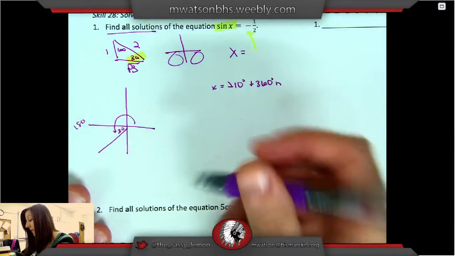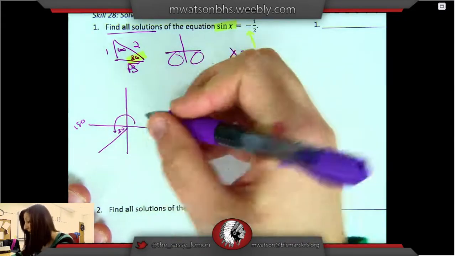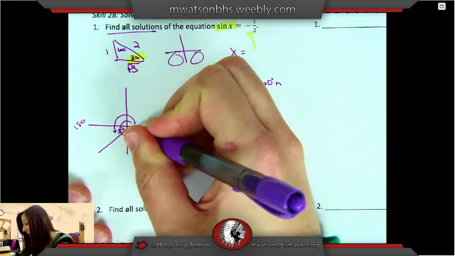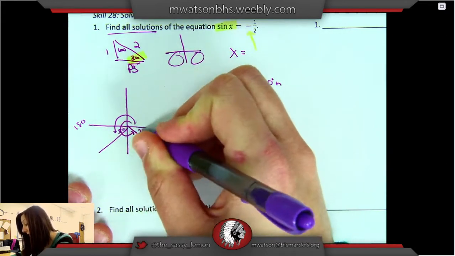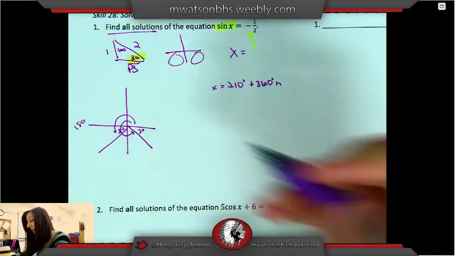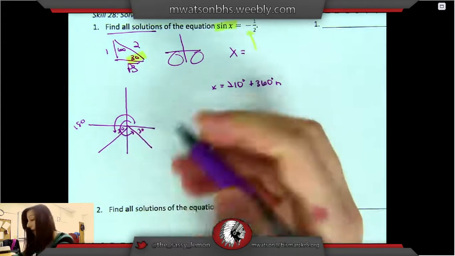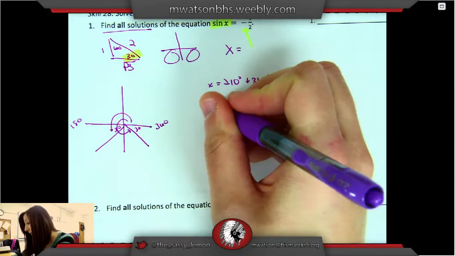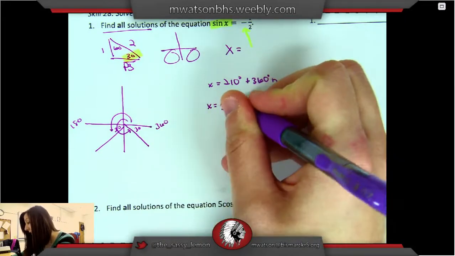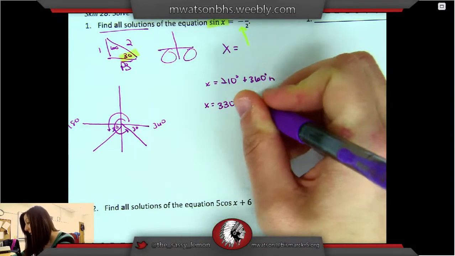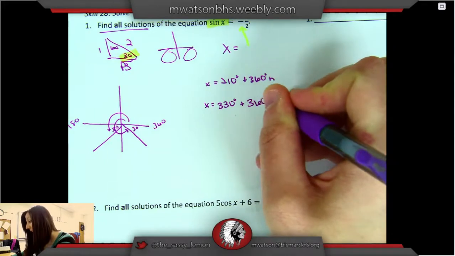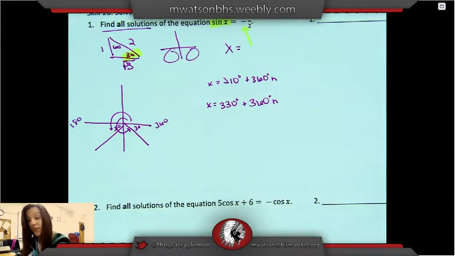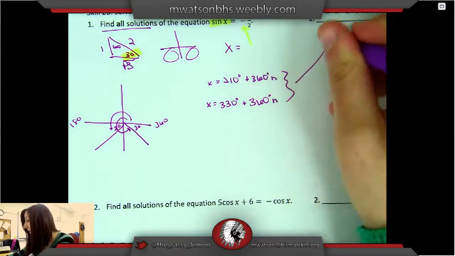But we also have to think about the fourth quadrant. So I'm going to draw another angle with a reference angle of 30 degrees. And to figure out how big this angle is, I need to do 360 minus 30, and that will give me my other answer of 330 degrees. To account for all possible solutions, I add 360 in. And then both of these answers would go on the line, and we're done.